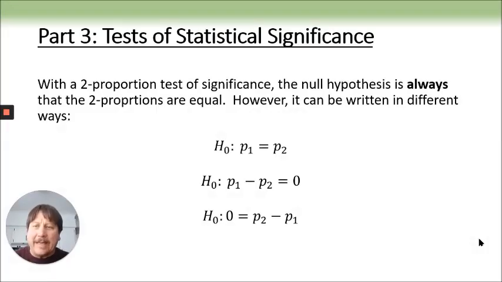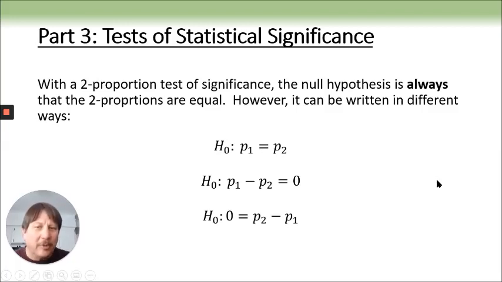And part 3, the test of statistical significance. With two proportions, we are always letting the null hypothesis be that those two proportions are equal to each other. You can write that in a couple different ways. You can subtract one way or you can subtract the other way. If they were the same, when you subtract, you would get 0. And the alternative hypothesis can be the same way. You can have it greater than 0 or less than 0, or one is greater or less than the other.